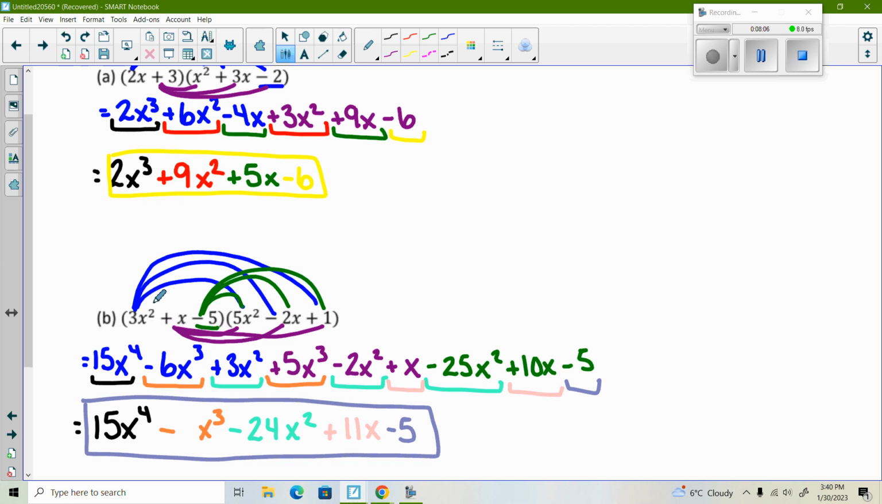So a bit more work, but you just take the first term, distribute it through the whole second bracket, then the second term, distribute that through the whole next bracket, and the third term, distribute that through the whole next bracket. Okay?